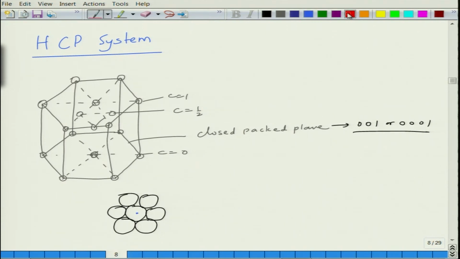In this case, there are only 3 closed packed directions. One is this, second is that, and third is this. So, 1, 2, and 3 on this. So, these are the 3 closed packed directions, and this is the closed packed plane.